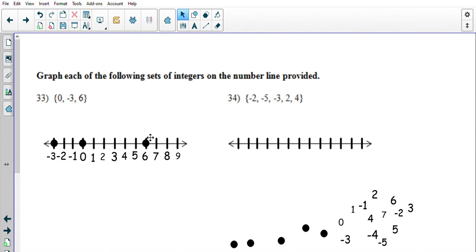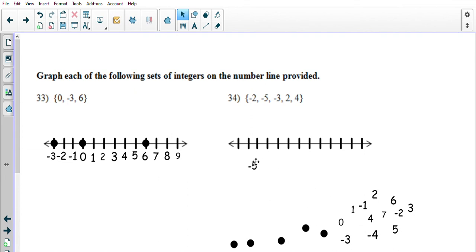Now, I've had students ask, can I count by twos? Can I count by threes? You can do that. I just chose to count by ones here. Just count by whatever makes the most sense. In this one, counting by threes is not a bad idea, actually, as long as you label those numbers down below. So in number 34, it looks like my smallest number is negative 5.